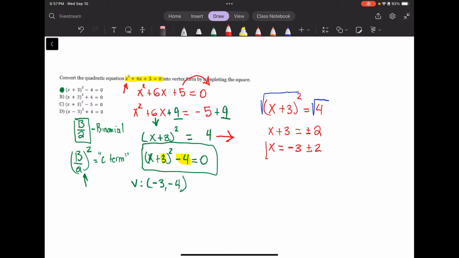So we have x + 3 is now equal to plus or minus the square root of 4, which is 2. So x is equal to -3 plus or minus 2. This is how we're going to get our zeros. So x is equal to -3 - 2, meaning x is equal to -5. And x is equal to -3 + 2, meaning x is equal to -1 for our zeros.